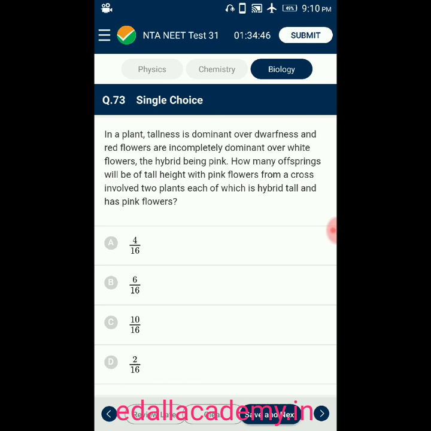The proportion of capital T capital T, capital R small r is 2/16, whereas the proportion of capital T small t, capital R small r is 4/16, which amounts to a total of 6/16. So the answer for this question is option B, 6/16.